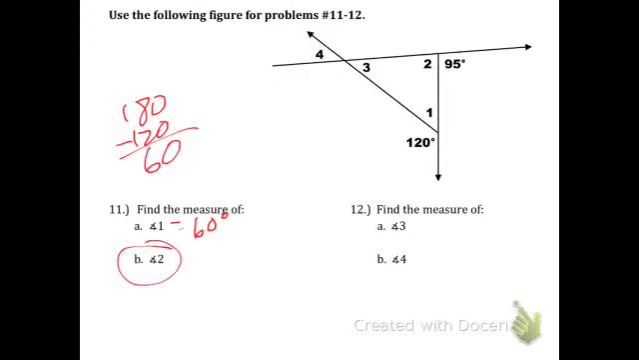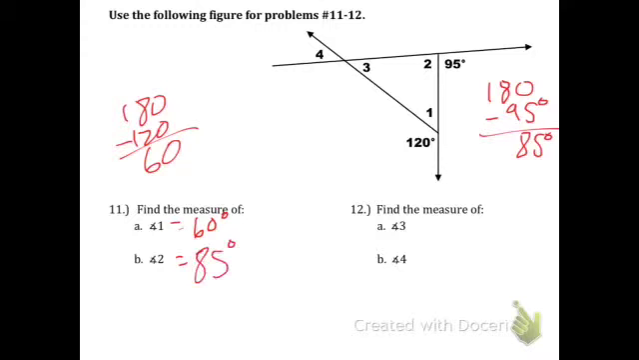And if you want to get angle 2, that makes a linear pair with that 95-degree angle. So if you want angle 2, you just take 180 and subtract off the 95 degrees, and you'll get 85. So that one would be 85 degrees.